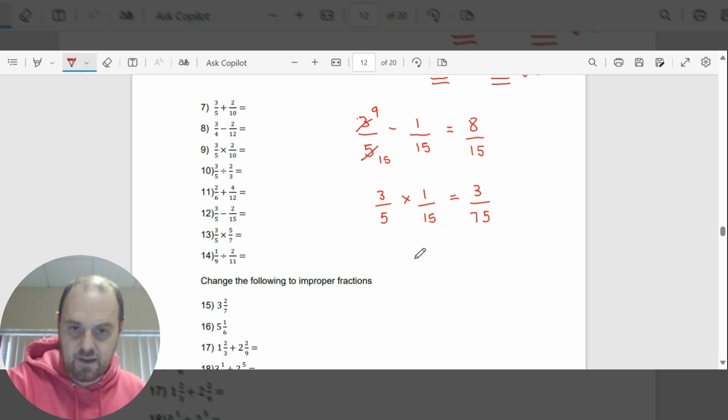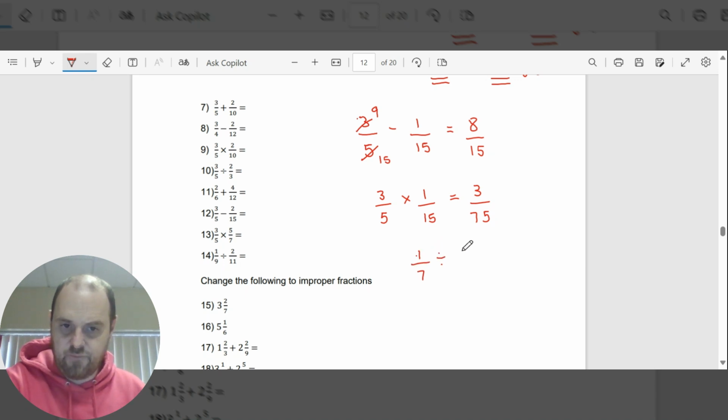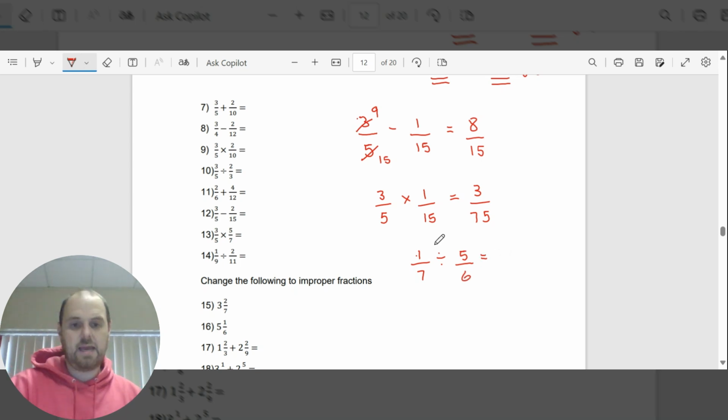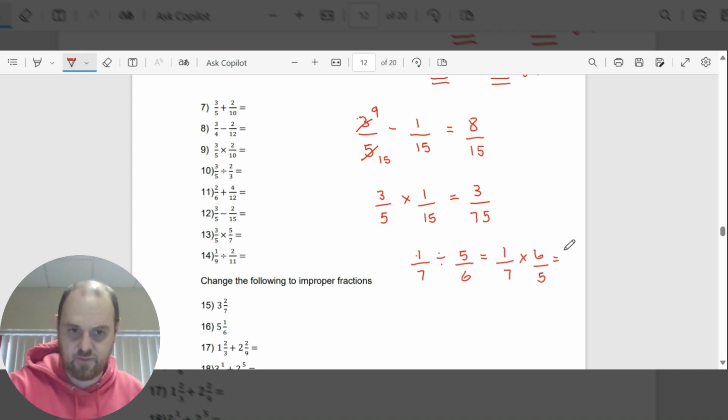Okay, and the hardest one of them all, let's pick something like 1 over 7 divided by 5 over 6. Okay, then it's keep, change, flip, like KFC, but it's KCF. Keep the first one the same, change the divide to a times, and flip the second fraction round. Flip that. So 5 over 6 becomes 6 over 5. And then you can times the tops and times the bottoms like you did there. So have a go with those.